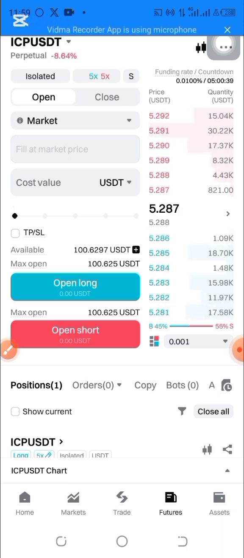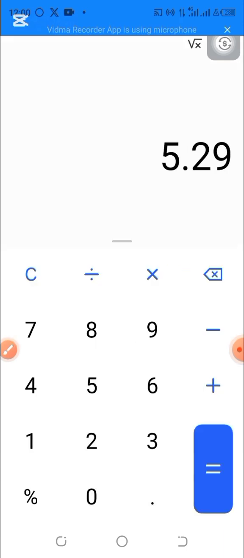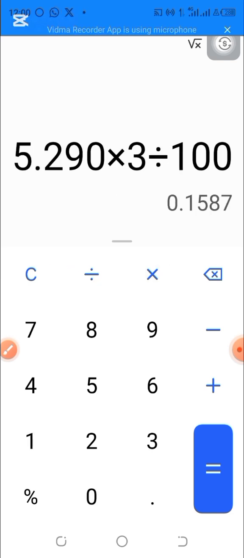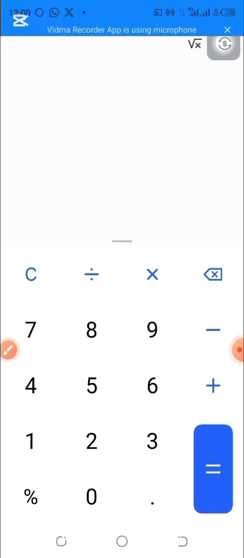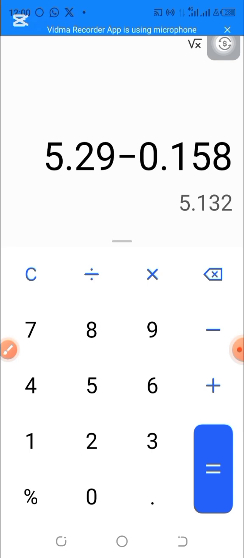So let's do some calculation here, guys. The present price of this ICP is 5.290 cents. So guys, 5.290 cents times 3 divided by 100 will give me 0.1587. That is to say, 5.290 minus 0.1587 will give us 5.132. That means if the price of this ICP comes down by 3% again, I'm going to spend my next $5 to enter this trade at 5.132. Hope you get that, guys.